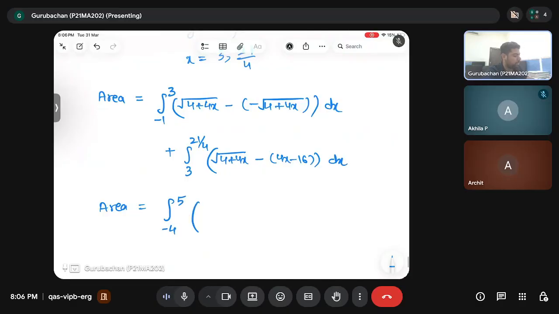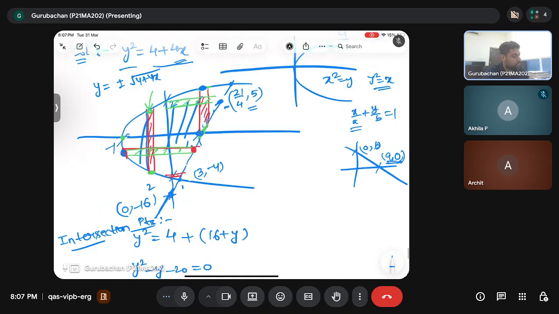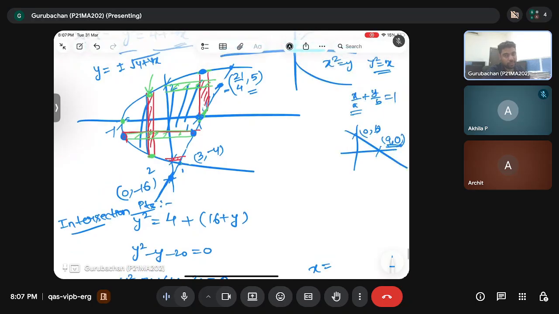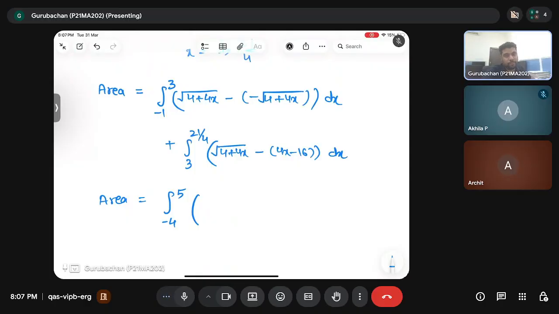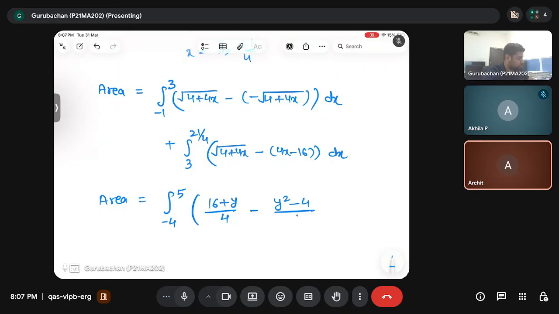What will be the upper curve and lower curve in terms of y? What is the upper curve? The line, obviously. Yes, sir, the line. So what will be that line? That line will be, sir, (16 plus y) by 4. And the lower curve will be, sir, (y square minus 4) by 4. Understood the difference? So obviously this integration is easier to solve. That is why we should know both the approaches.